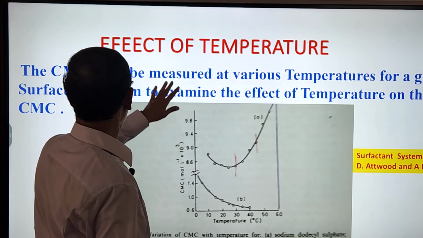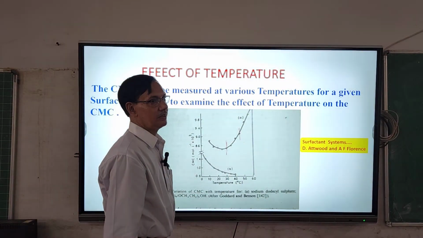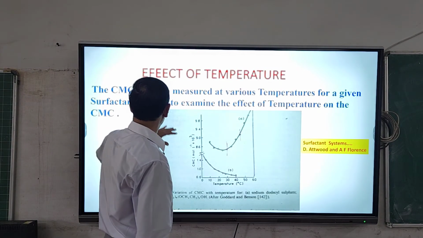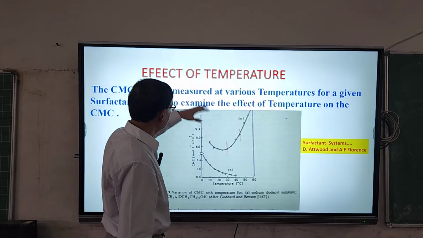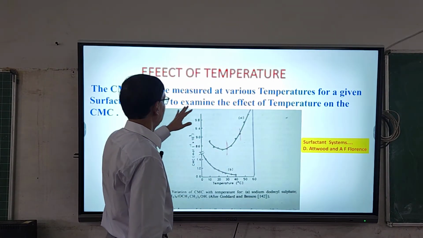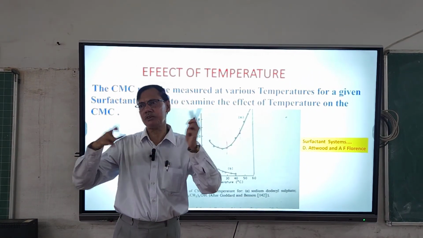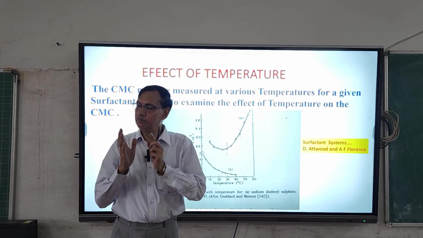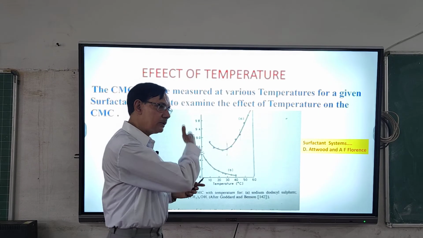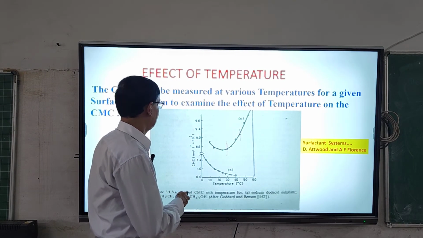So, my observation, the take-home message, is that don't believe all such things blindly, because it is better that CMC must be measured at various temperatures for a given system to be examined, and then of course you can predict, because there are a large number of surfactants. So it is better to perform the experiment and your result will tell you the actual nature. But it is a very general nature and very old. I am showing you very old data.